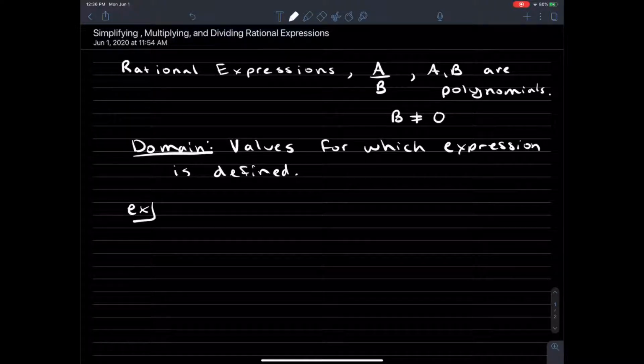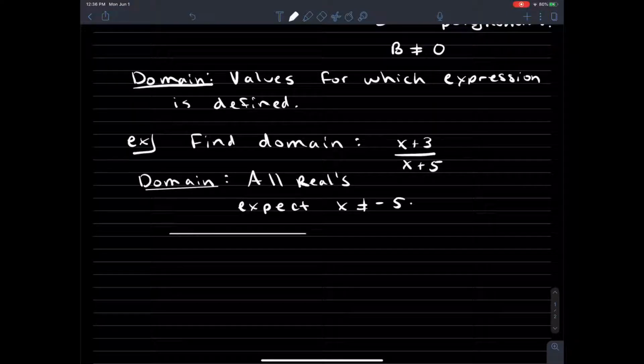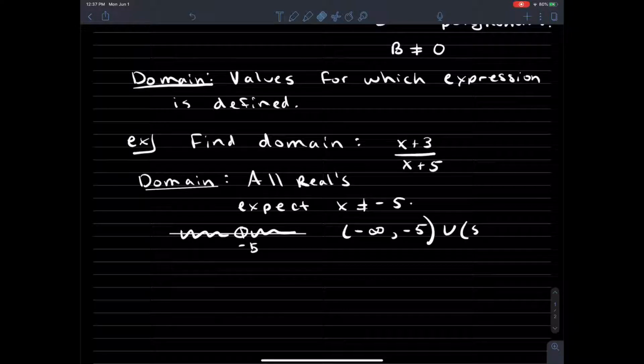So for an example of a domain, to find the domain, it is any value for x, all real numbers, except what makes the denominator 0. And what is that? X cannot equal -5. If we want to write that in interval notation, think about our number line, and we have to take out -5, delete it. So it's everything to the left and everything to the right. So it's minus infinity all the way up to -5, we don't include it, union to the right, and we don't include it on the left either.